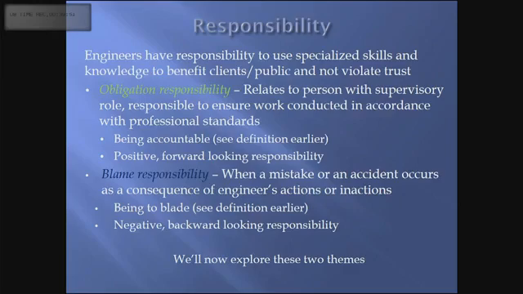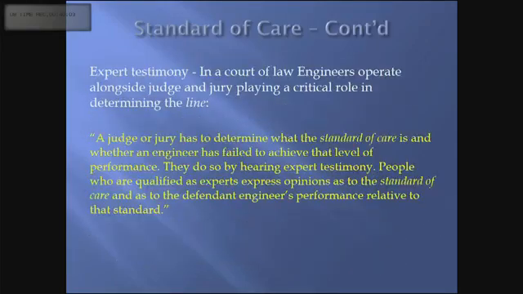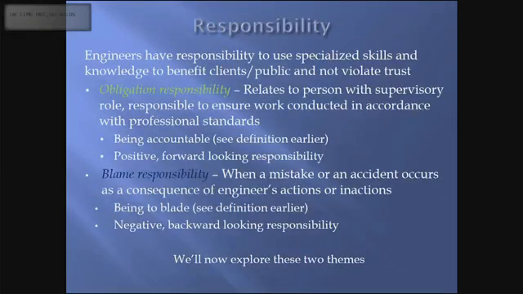Right, now, if something would have gone wrong, there's something known as obligation responsibility. Let's look at the levels of responsibility. The first thing is called obligation responsibility. That relates to a person in a supervisory role, responsible to ensure work is conducted in accordance with professional standards. So if you're the engineering manager or the project manager, you have an obligation. You have to ensure that this happens, all right? You have to be accountable, and you have to be positive, and forward-looking towards your responsibility.